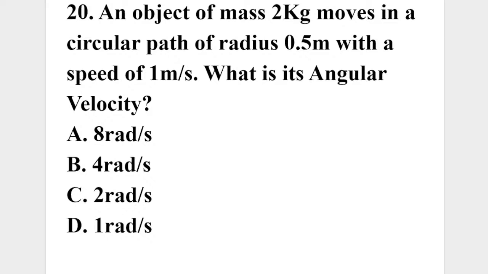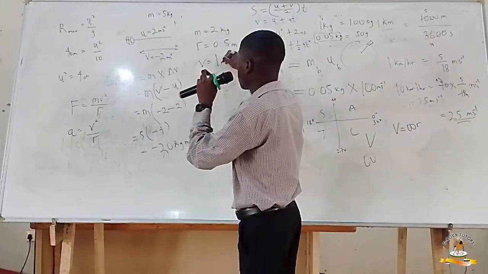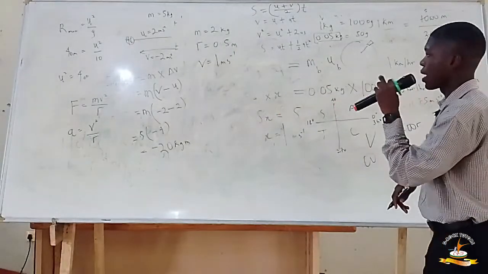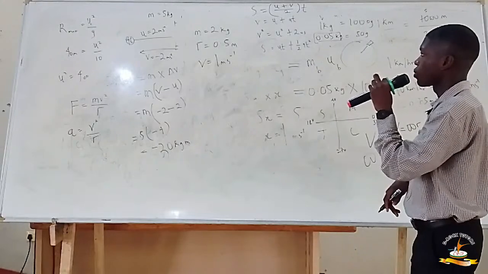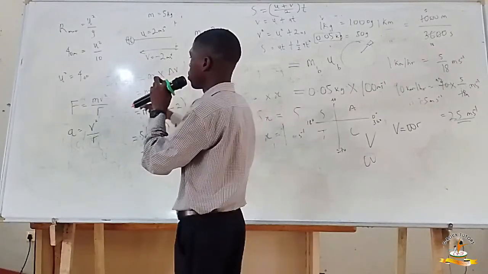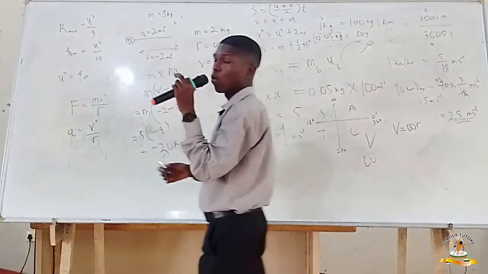So we take the parameters one by one. Now, an object of mass 2 kg moves in a circular path of radius 0.5 meter with a speed of 1 meter per second. What is the angular velocity? From here I will find the acceleration. Acceleration is equal to v square over R.